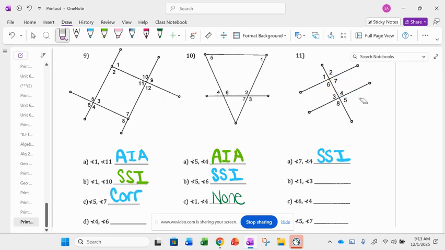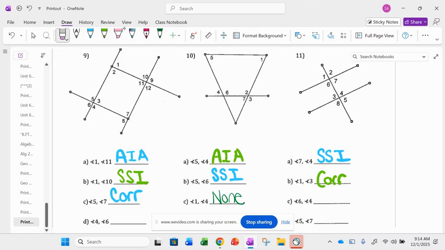All right, now they're saying 1 and 3. So I trace angle 1. I trace angle 3. Leilani, what kind of angle is this? Corresponding, you got it.